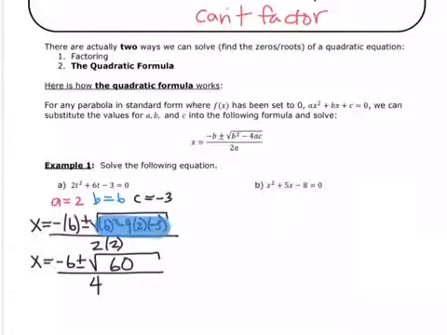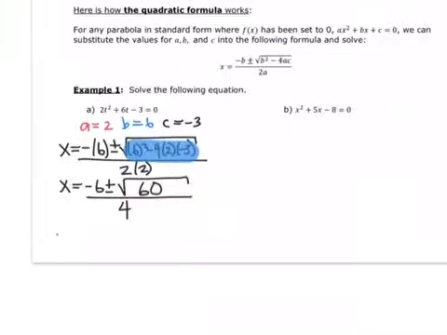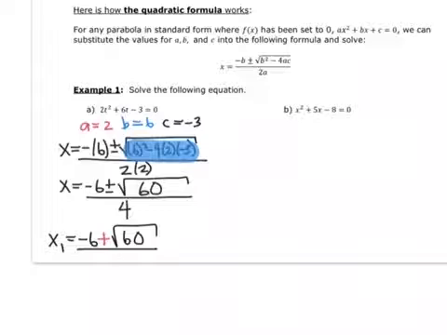So we have two cases here because we have this plus or minus sign. The first case is if we take the plus, and the second case is if we take the minus. So our two cases come from x1 being -6 plus root 60 all over 4. And our second case is going to be -6 minus root 60 all over 4.